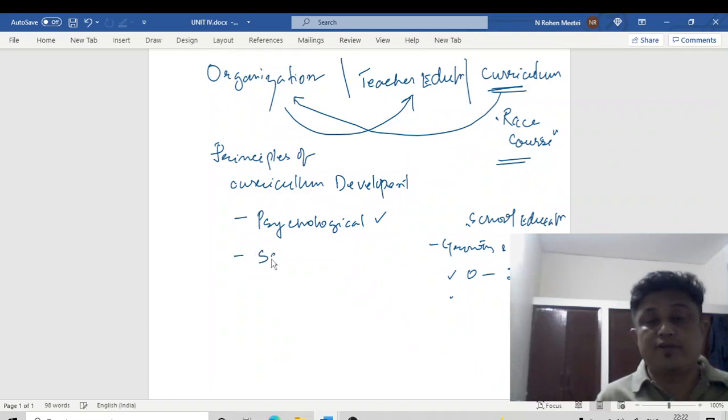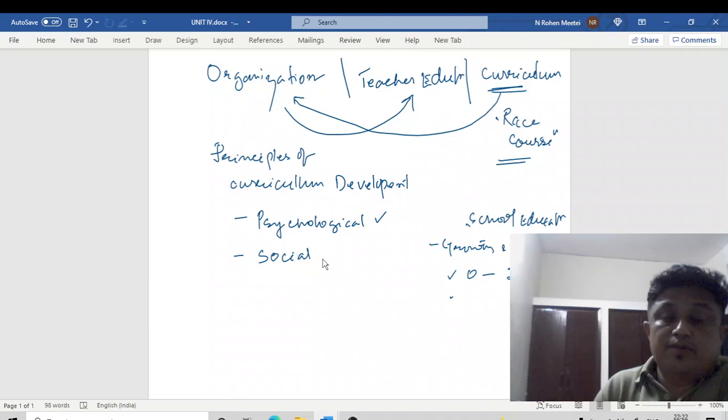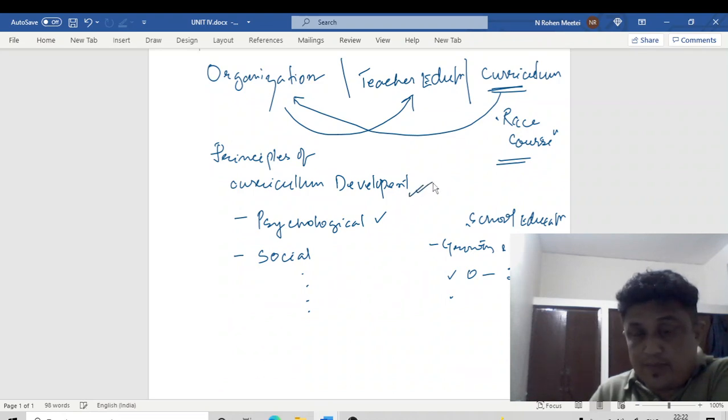Then, say for example, the social factor. This social factor may be subdivided into socio-economic, socio-cultural, socio-religious, like that. So among the social factor, other subdivisions are there. How a child is impacted by any other social factors during their growth and development also has to be kept in mind at the time of curriculum development.